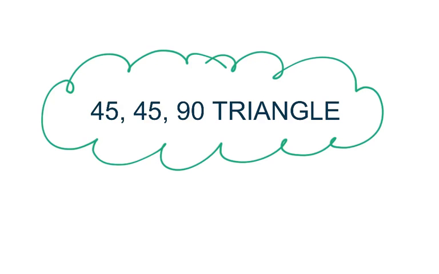Okay, ladies and gentlemen, this video is on the 45, 45, 90 triangle. Okay, so let's say we had a square. Well, what do we know about a square? We know every side in a square is exactly the same, right? They're congruent to each other.